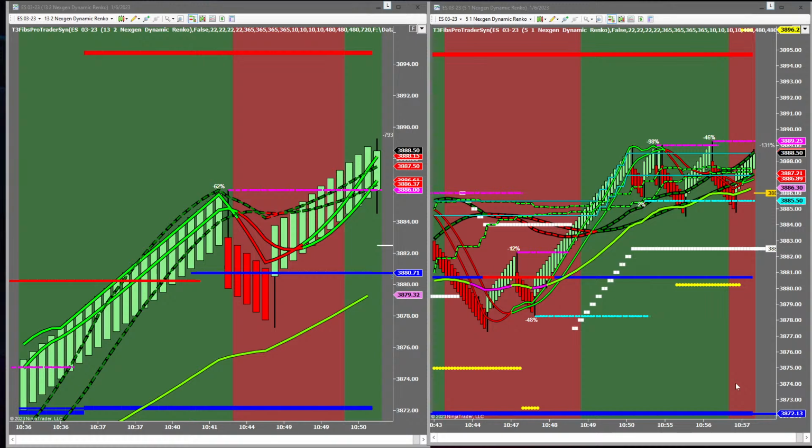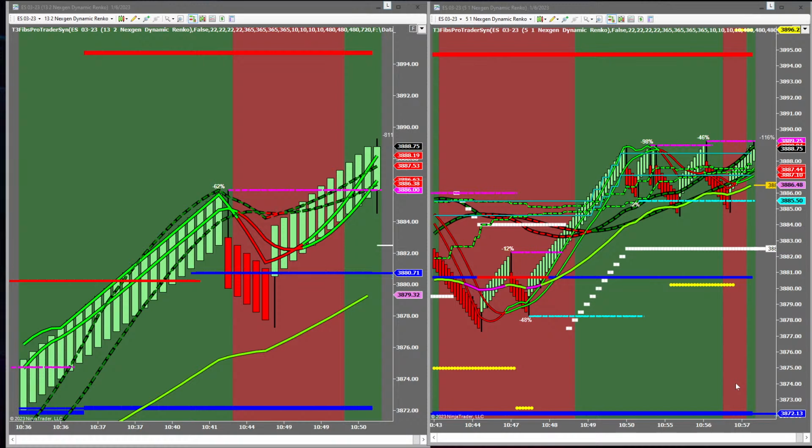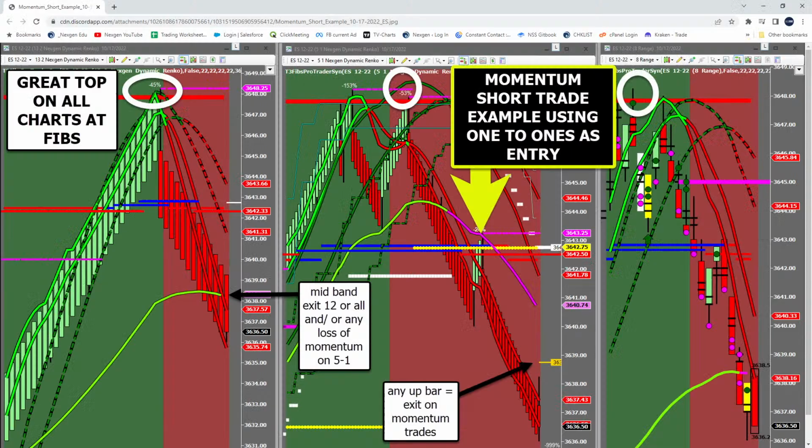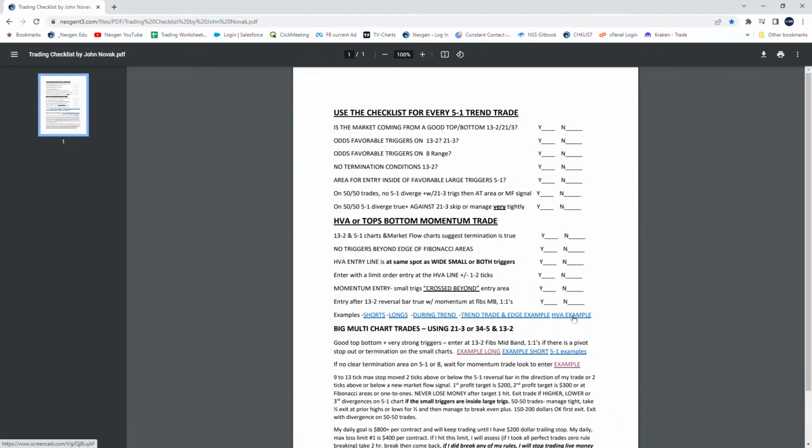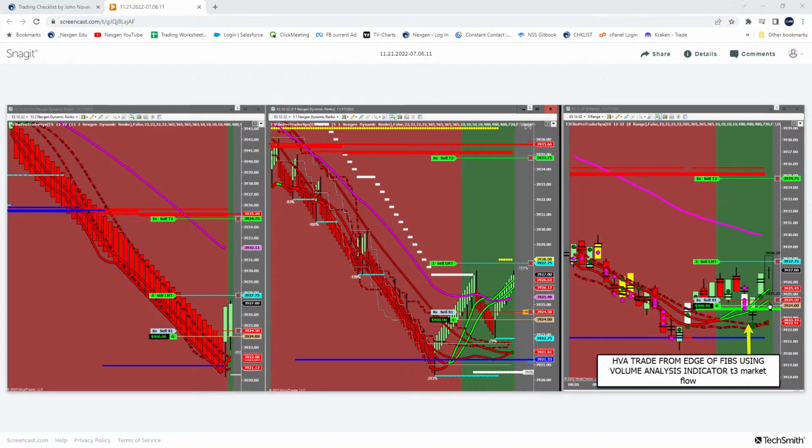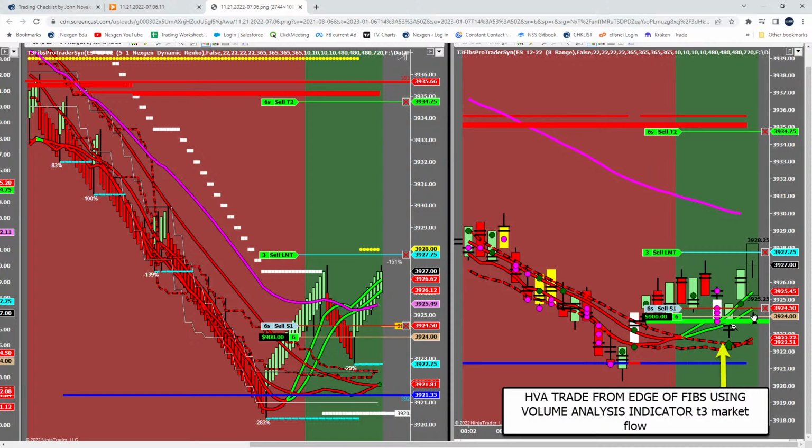Well, Bruce, the number one thing that you're going to be looking for first is this one. This is the easiest one first. A very, very good top or bottom. And then the small triggers rolling off of the top or bottom and getting in at that green line or magenta line at the top. That's the first one that you're going to be doing.